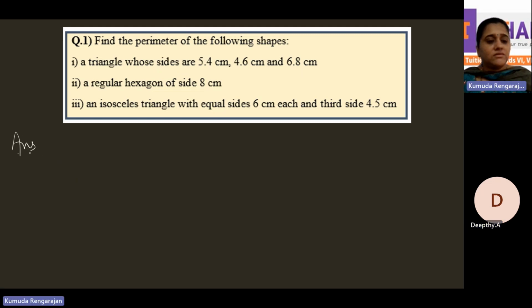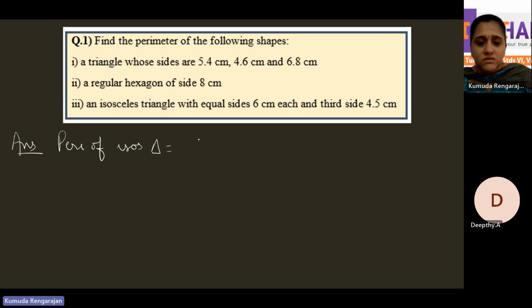Yes, Deepthi. Sorry. So perimeter of isosceles triangle is equal to 6 plus 6 plus 4.5, because the two equal sides are 6 centimeters each. So two sides, 6 centimeters, 6 centimeters, third side 4.5. So 6 plus 6 plus 4.5.